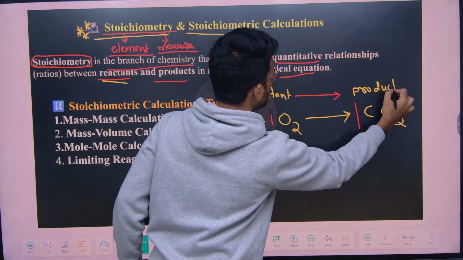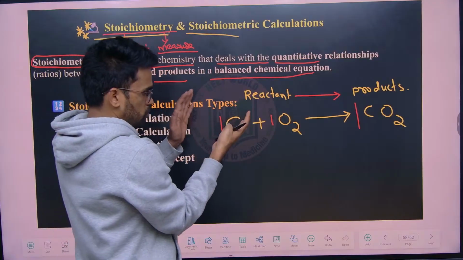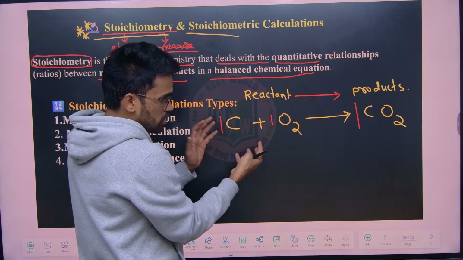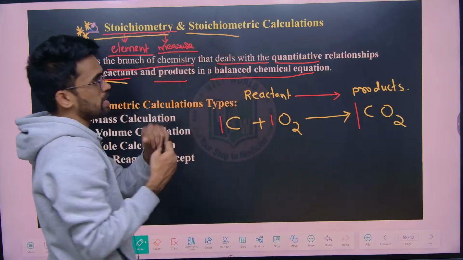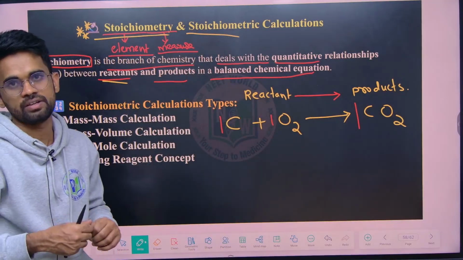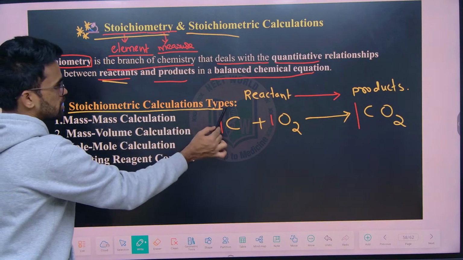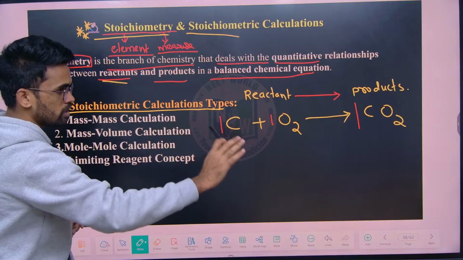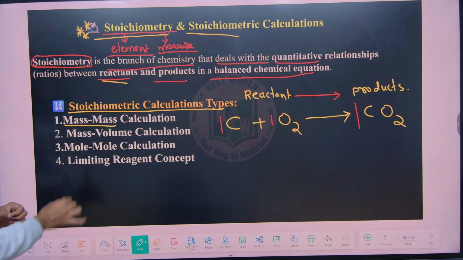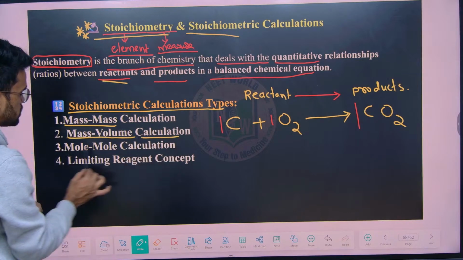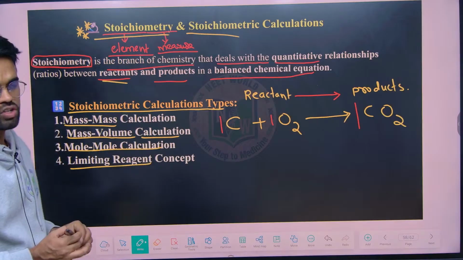Now stoichiometry gives a relation between the amount of reactants used to get a particular amount of product. That relation comes from the stoichiometric calculation. Right. So now how many types of stoichiometric calculations are there? Just listen to me, you are going to get a complete idea on this. First, mass calculations, next mass-volume calculations, mole calculations, and the limiting reagent concept. These are the things to be followed here.